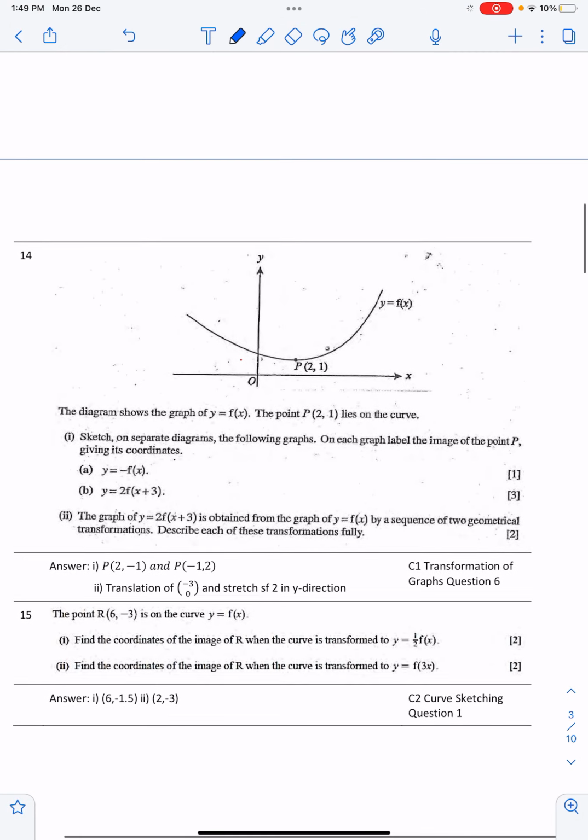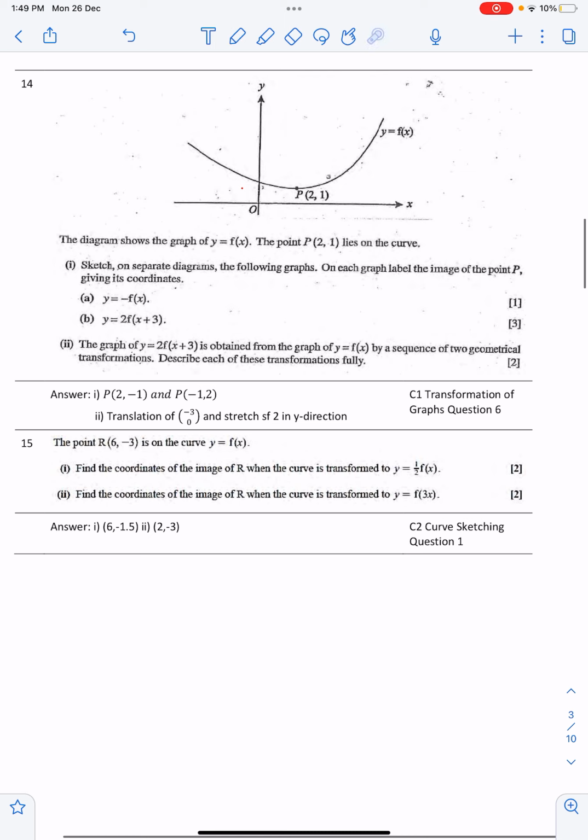Okay, moving on to question number 14. The diagram shows the graph of y equals f of x. The point 2, 1 lies on the curve. Sketch on separate diagrams the following graphs. On each graph, label the image of the point P giving its coordinates. Y equals negative f of x. Negative f of x means you just have to reflect the graph in the x axis.